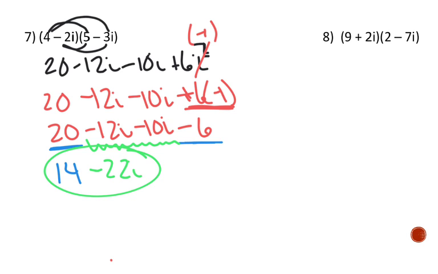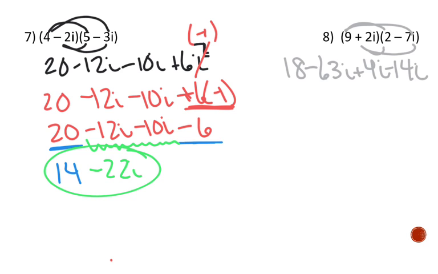Example 8, we have 9 plus 2i times the quantity of 2 minus 7i. So once again, we're going to FOIL here. We're multiplying because they're right beside each other. So 9 times 2 is 18. 9 times negative 7i is negative 63i. Now distribute the 2i to each. So 2i times 2 is positive 4i. And 2i times negative 7i is minus 14i squared.